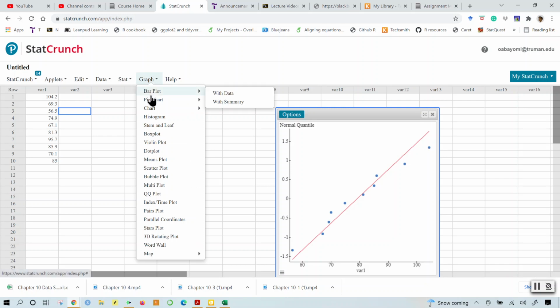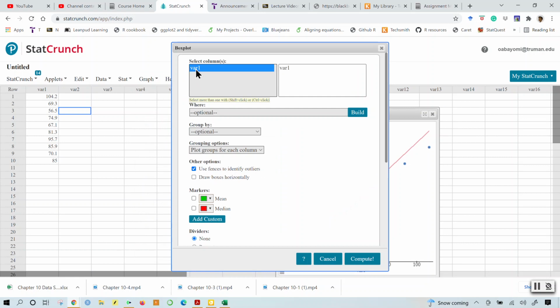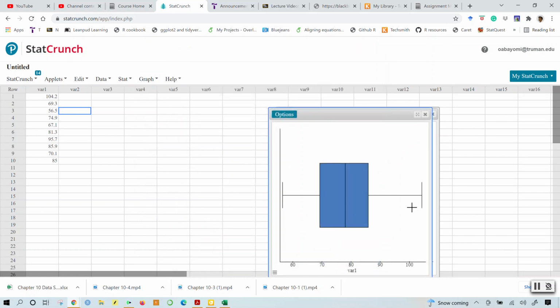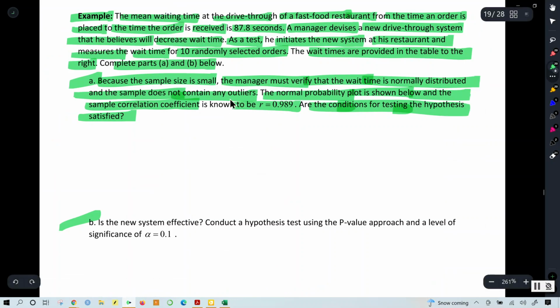Then to check that it does not contain any outliers, all I need to do is draw, again, a box plot of the variable. And in this case, I would like to draw the boxes horizontally. So compute. I can see that there are no stars to indicate that there are any outliers. So again, that condition is met.